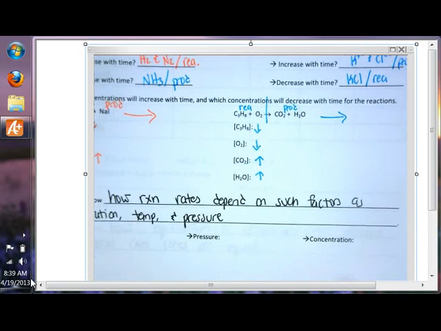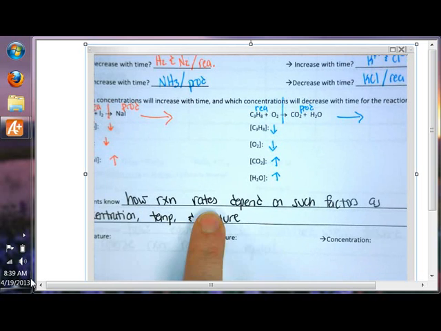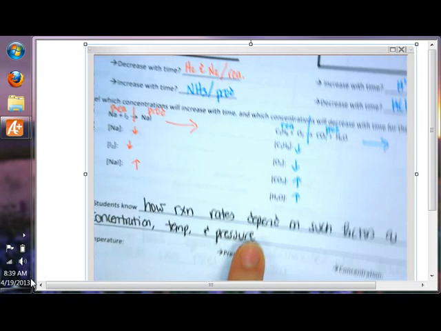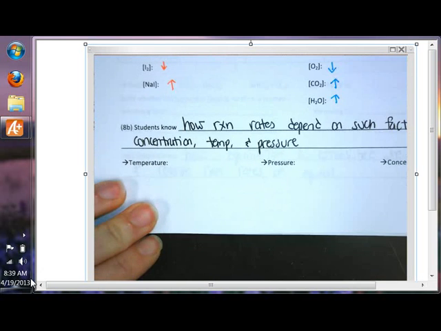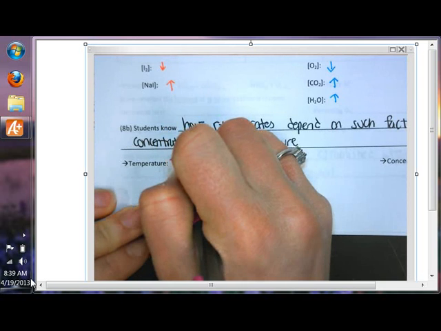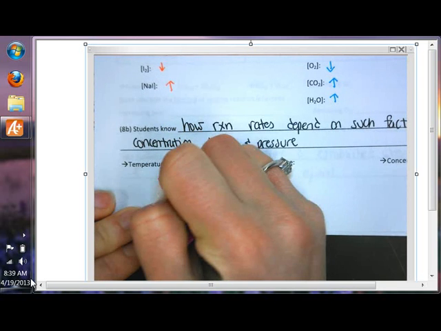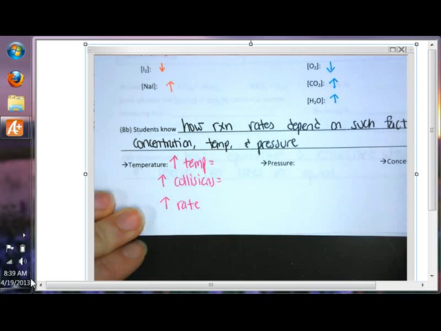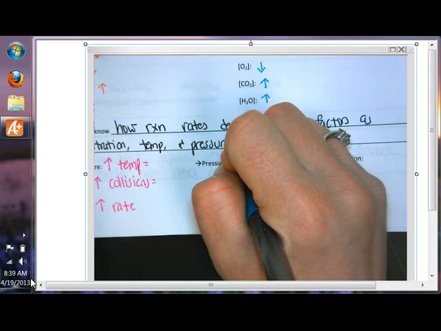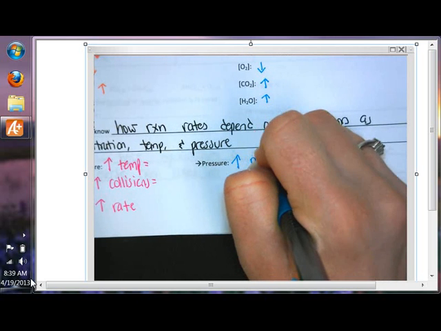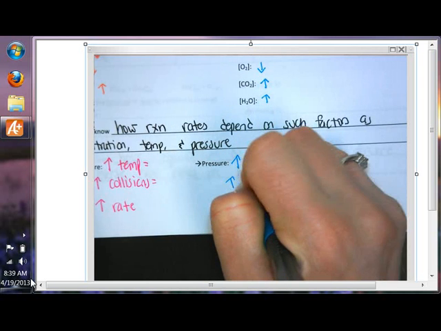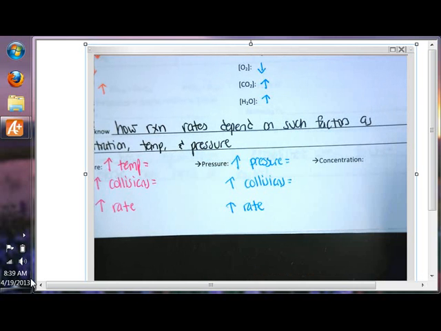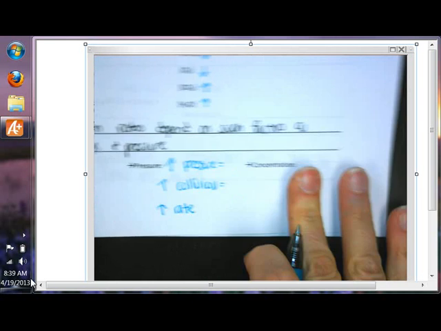Moving on down below here, it says students know how reaction rates depend on such factors as concentration, temperature, and pressure. So what we're going to write down now, hopefully, is all review. You know that if you increase temperature, that gives you increased collisions, and that gives you an increased rate. Pressure, same thing. If you increase pressure, that gives you increased collisions, and that gives you an increased rate. Okay? The reaction goes faster.